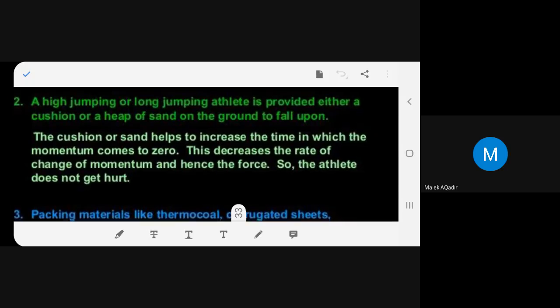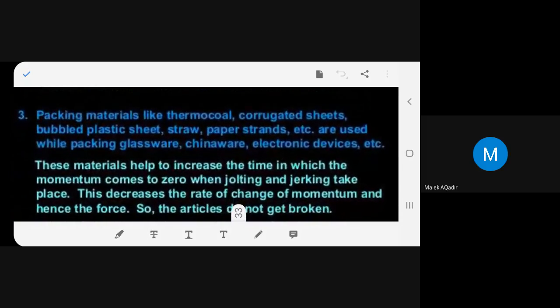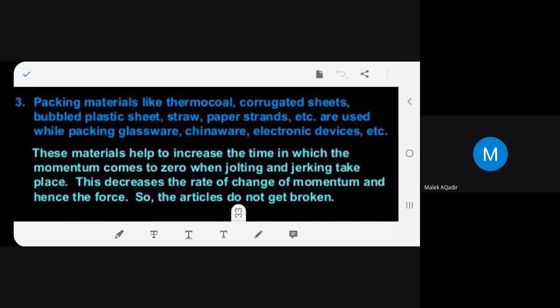Okay ma'am, let's see the third example. Please read. Packing materials like thermocol, corrugated sheets, bubble plastic sheet, straw, papers, threads, etc. are used while packing glassware, chinaware, electronic devices, etc.